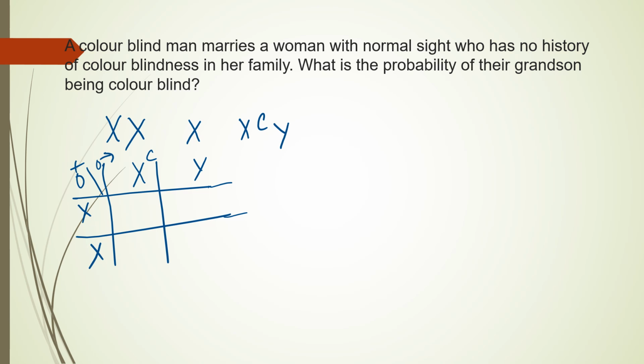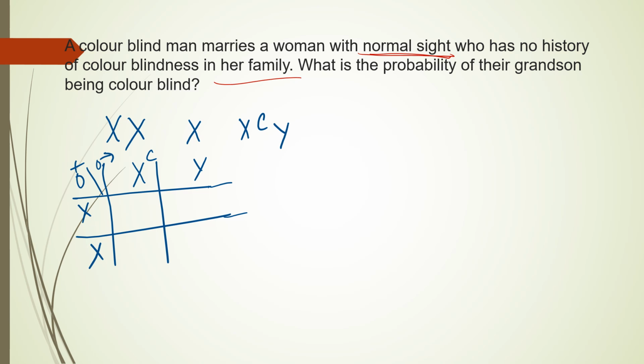Now, a colorblind man marries a normal sight woman who has no history of colorblindness in her family. What is the probability of their grandson being colorblind? Is there any probability like 25%, 50%, nil? So we need to find that out.